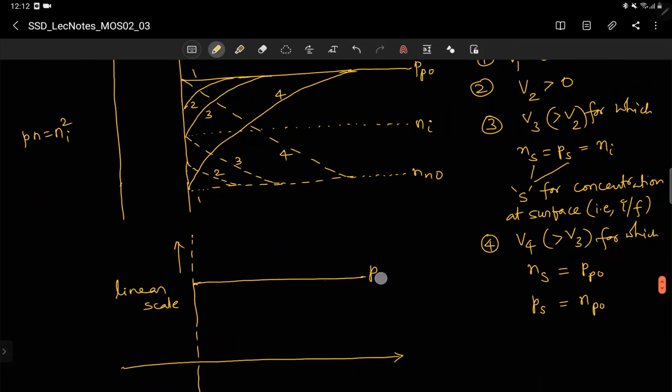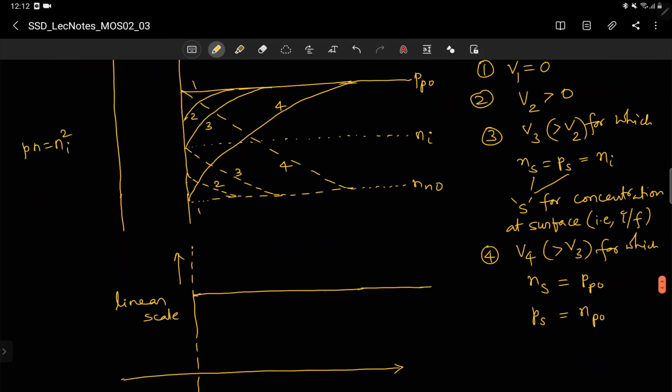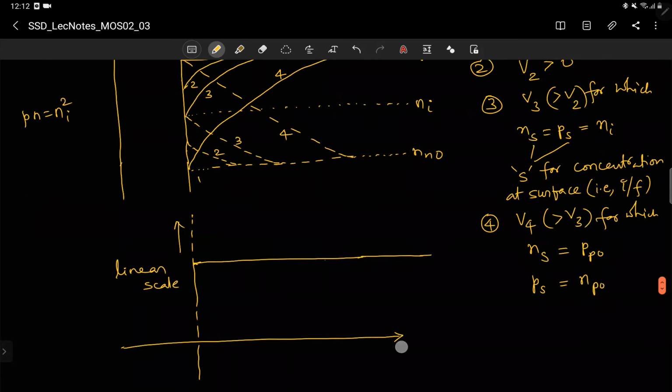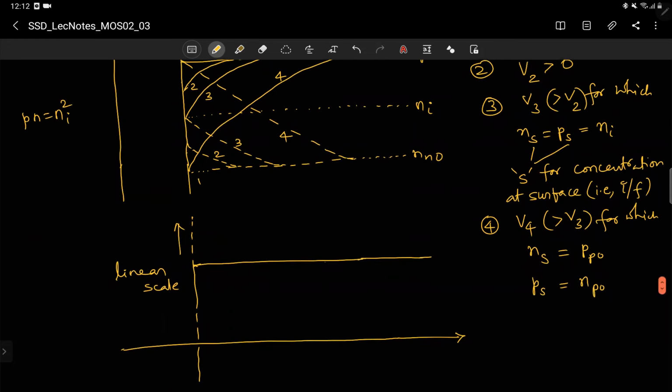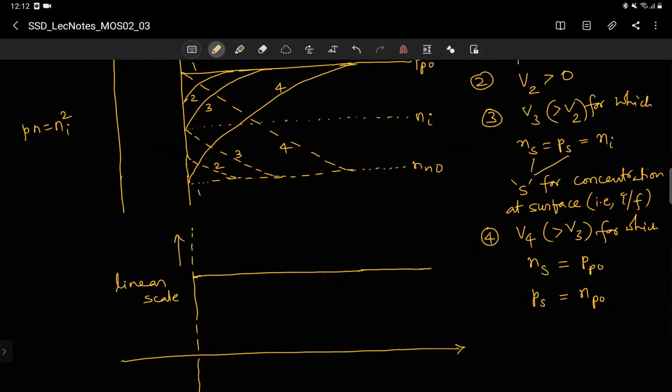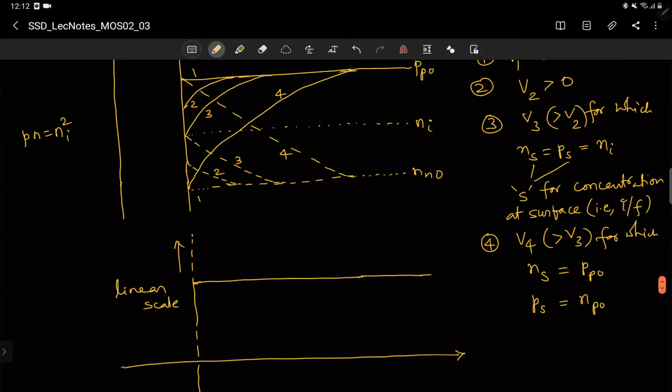And if you draw the carrier concentration in linear scale, how they look is also of interest to us, because this linear scale gives us a better understanding of how to make approximations. Drawing things in both logarithmic scale and linear scale is very important, because the linear scale sometimes throws up very nice approximations that you can make. So let us draw for the first one.